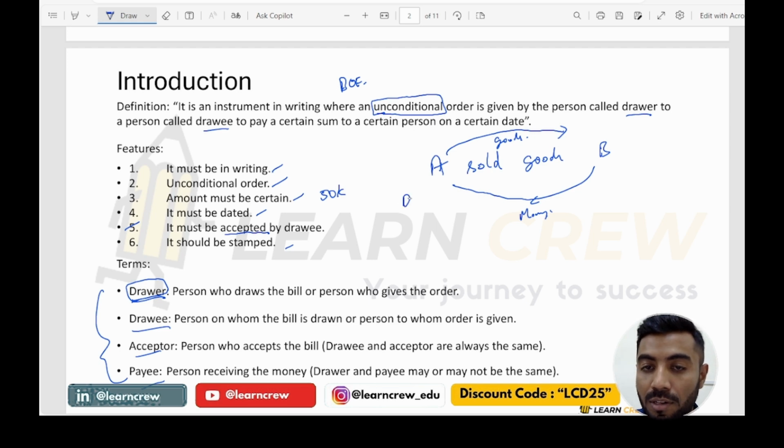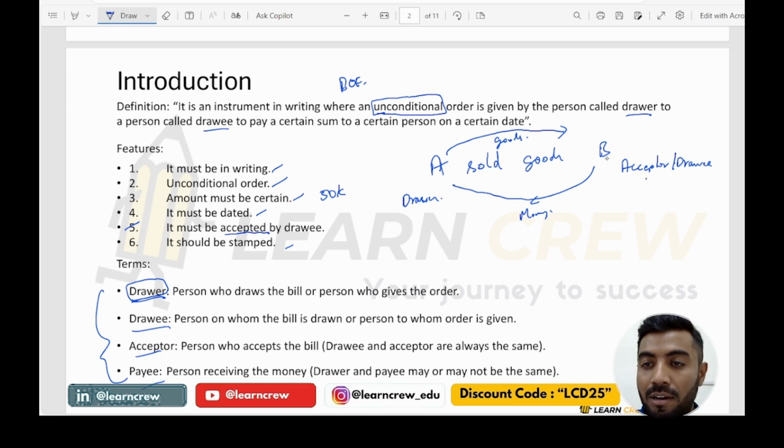So A becomes a drawer. A draws a bill on B, so he is called the drawer. He draws a bill on B and sends it to B for acceptance. So B is the acceptor. He is also known as a drawee. He is an acceptor or a drawee.